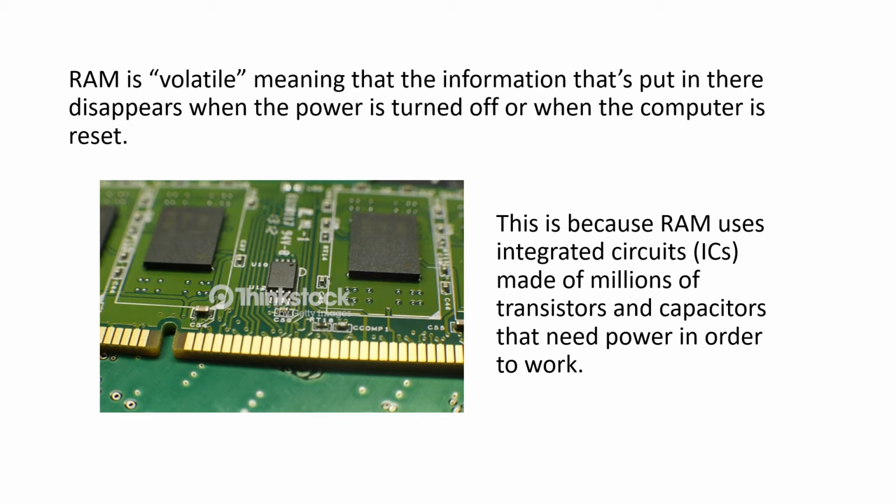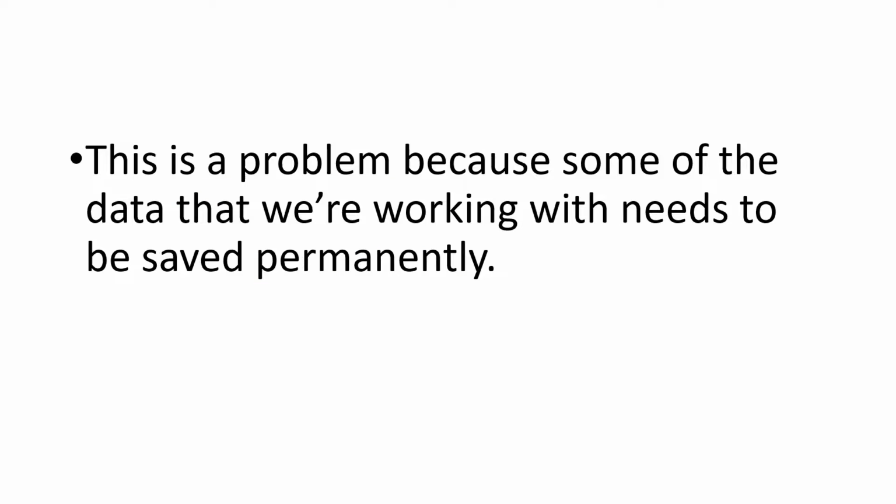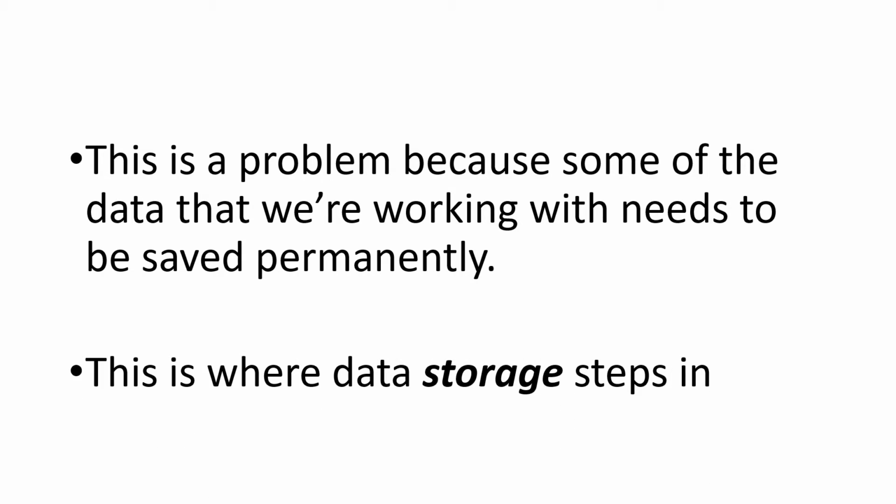RAM is volatile, meaning that the information that's put in there disappears when the computer is powered off. This is because RAM uses integrated circuits made of millions of transistors and capacitors that need to be refreshed with electrical energy in order to work. This is a problem because some of the data that we're working with needs to be saved permanently, and this is where data storage steps in. Now I'm going to explain storage.